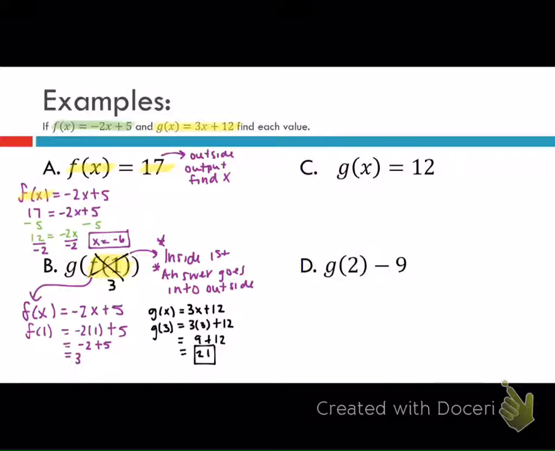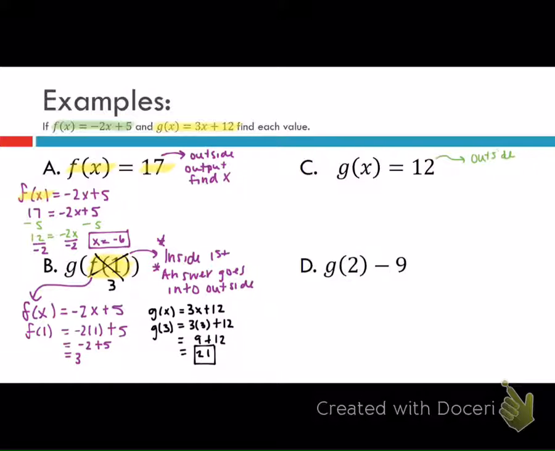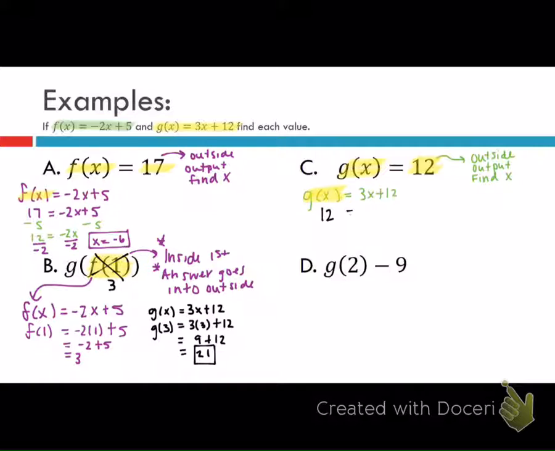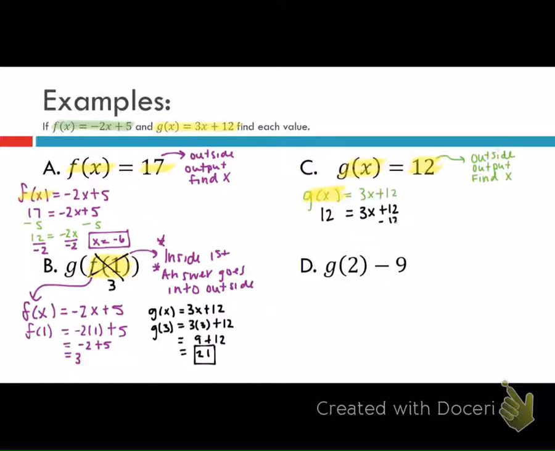Okay. Grace. In C, is that an input or an output? Output. It is outside, so it is an output. So we are trying to find x. So g of x equals 3x plus 12. Well, g of x is the same thing as 12, and there's a g of x here. So I can replace g of x with 12, because they are the same. So x equals 0.